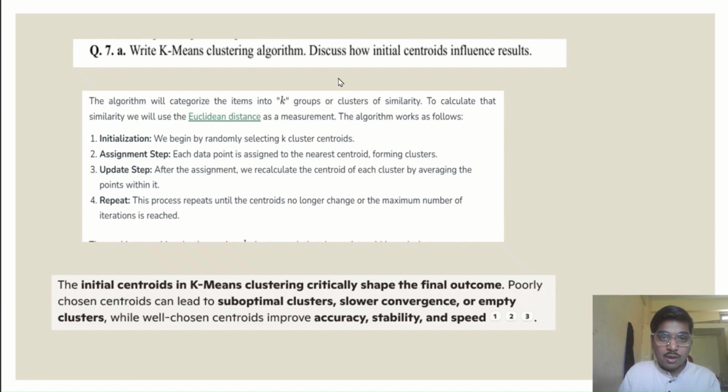So, discuss how initial centroids influence the result. The initial centroids in the k-means clustering algorithm critically shape the final outcome. If the centroids are chosen poorly, they can lead to suboptimal clusters, slower convergence to the result, or empty clusters, while well-chosen centroids can give us more accuracy, improved stability and speed in the cluster formation.